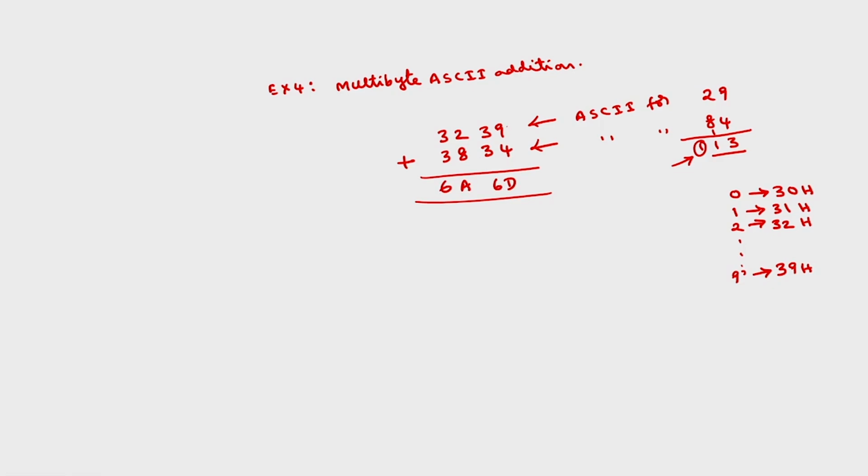So, for that, what is the procedure? Again you assume the same memory locations: the first ASCII number in 2 consecutive locations with some offset, the second ASCII number in 2 more consecutive locations, and you store back the result in the second number. You just replace the second number with the result, similar to the previous program. So, let us assume the same locations.